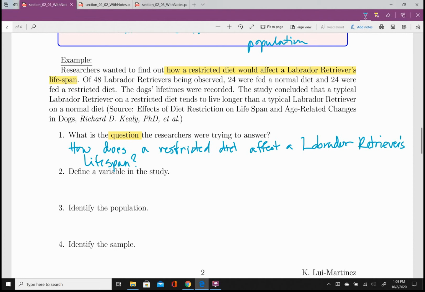Okay, define a variable in the study. Well, the lifespan is going to be a variable in the study, right? The individual dogs are going to have what kind of things recorded? Well, the lifespan is going to be recorded. Let me go ahead and change up the lifetimes were recorded. So we'll say that a variable is lifespan.